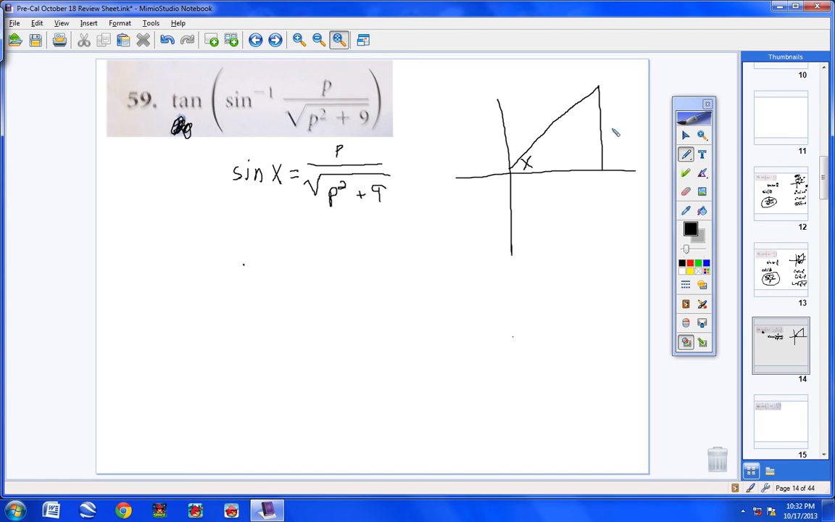And we know opposite would be P, and then we know the hypotenuse would be the square root of P squared plus 9. Let me fix that real quick. Plus 9, okay? So I'm going to try very quickly to find this missing leg. I'm going to say leg squared, that's the leg I'm missing, plus my other leg, P squared, equals the square root of P squared plus 9.